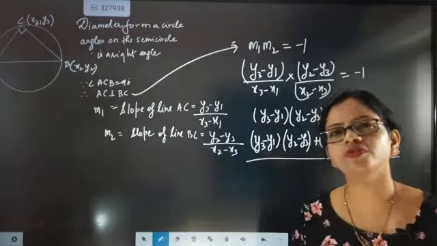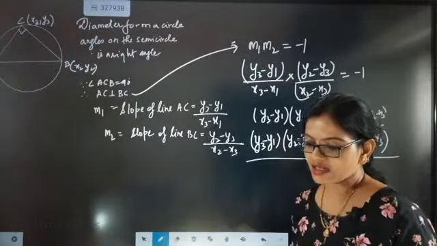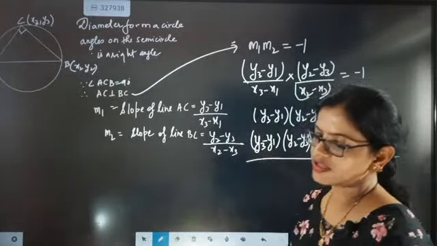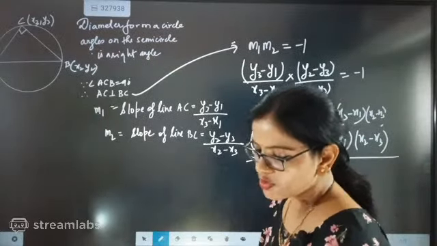Tomorrow one question we will solve with this, and then we will start parabola. I'll give you the concept of parabola. All the concepts of that section I'm going to discuss tomorrow. So I'm going to keep it till here.